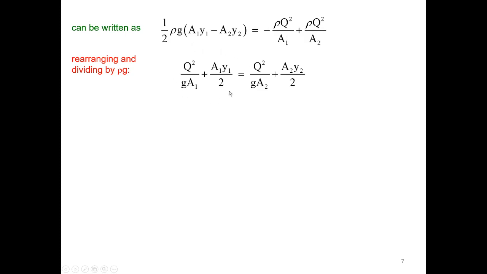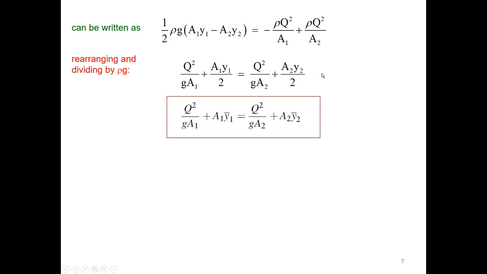all the parameters relevant to initial depths on the left hand side and those for the sequent depths on the right hand side. As you see here, I divided both sides by rho g, therefore I have a g term here because I have rho and a g built at the denominator of the q terms, and this is the result: q square over g a1 plus a1 y1 divided by 2 equals q square over g a2 plus a2 y2 over 2.